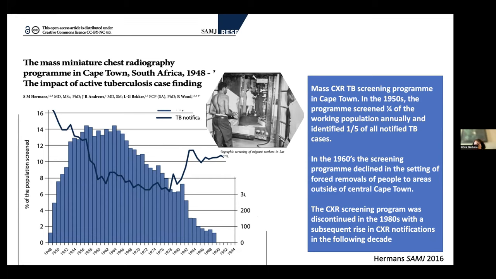And you can see that the chest X-ray screening program essentially stops in Cape Town in the late 80s, and there's also a rise in TB incidence. Now, the timing of the chest X-ray screening program also correlates with the forced removal of people to areas outside of central Cape Town. And so that could also be an explanation for the changes in TB incidence, in that the population being screened was not the same over time. So it is interesting, and it does suggest that there's a direct impact of chest X-ray screening on TB incidence, even locally in South Africa.